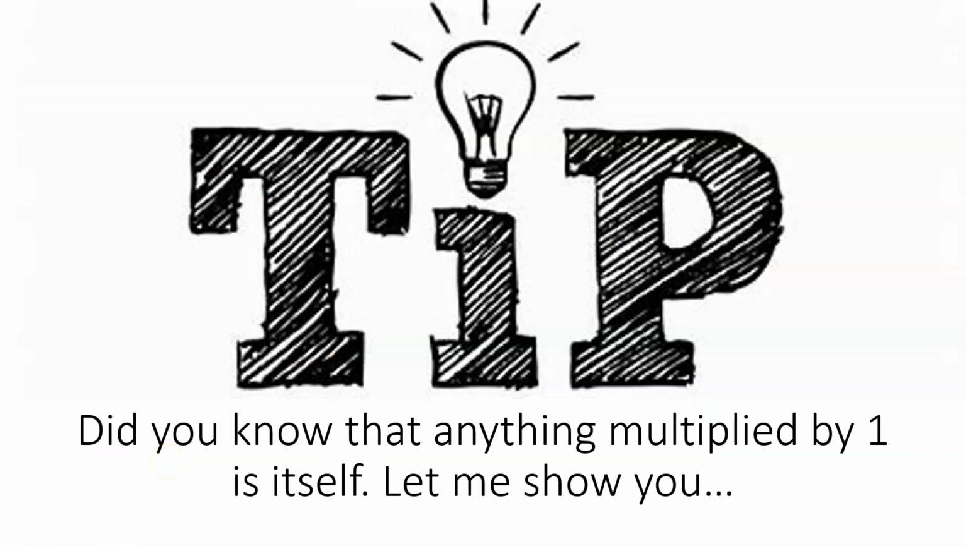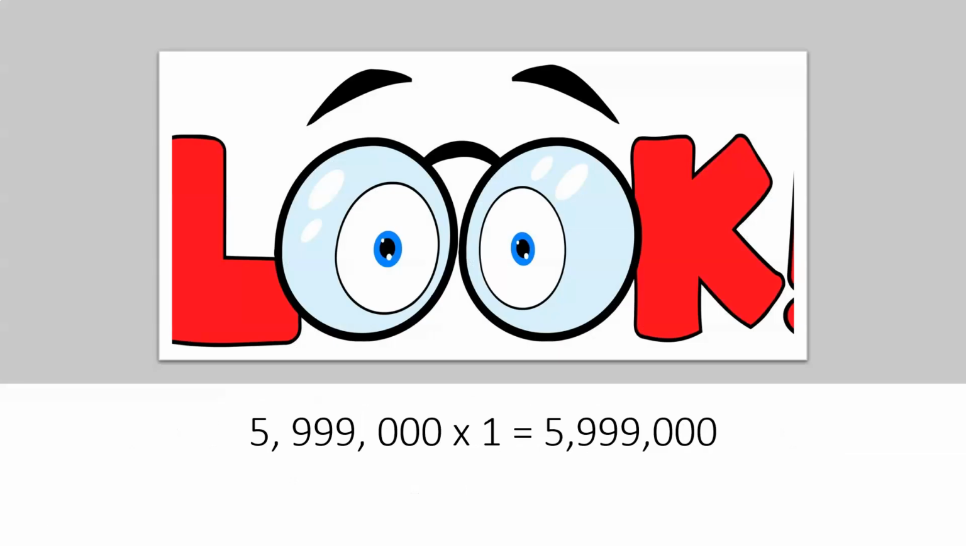Did you know that anything multiplied by 1 is itself? Let me show you. Look. 5,999,999 times 1 equals 5,999,999. Okay.